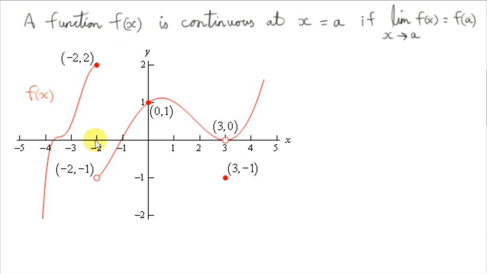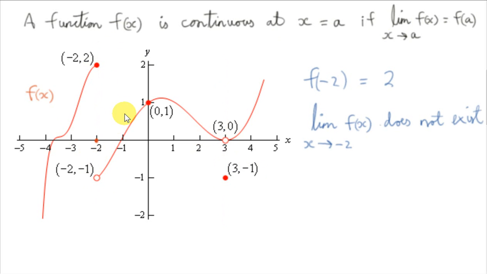So, for example, when x equals minus 2, the value of the function is 2. We don't have another value of the function. This point has been removed. So if we draw a vertical line through minus 2, it will cut the graph at just one point, namely the point minus 2, 2. Similarly, at x equals 3, if we draw a vertical line, it will cut the graph at just one value, namely the point 3, minus 1. The point 3, 0 has been removed.